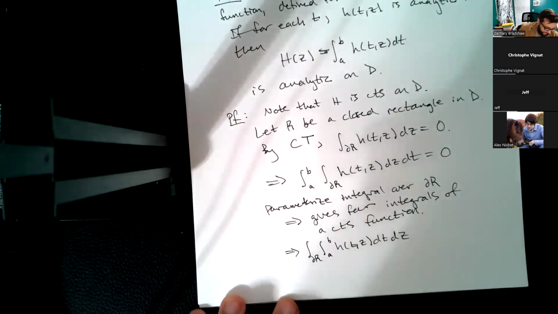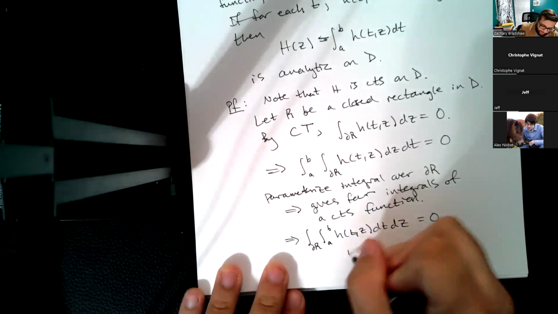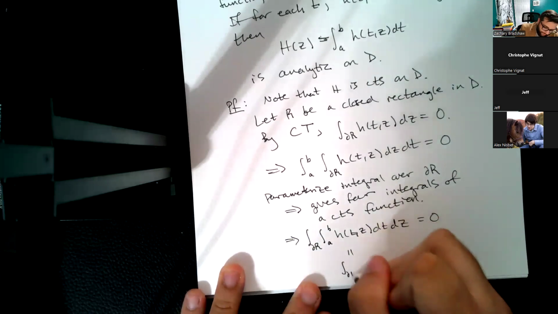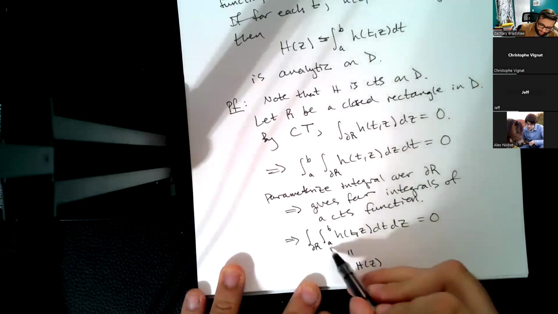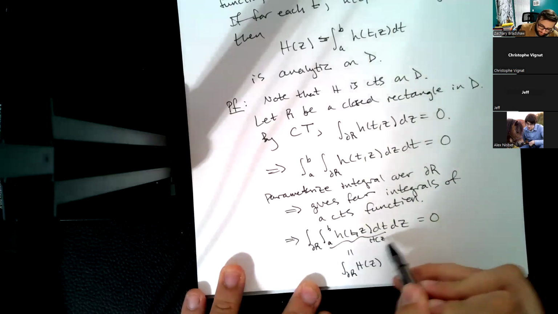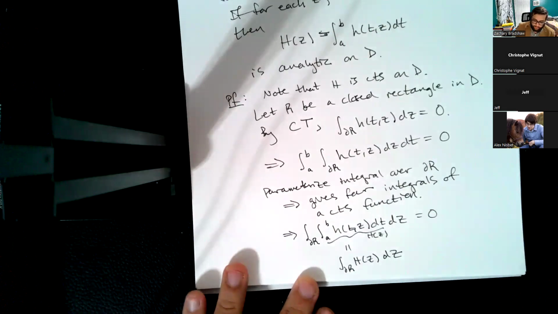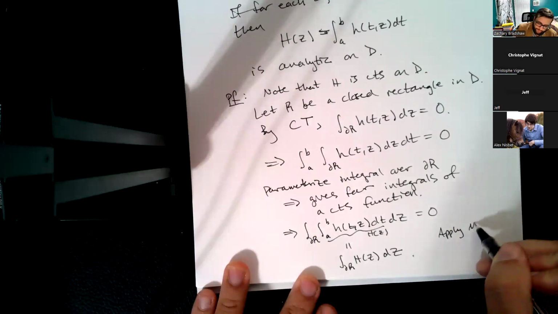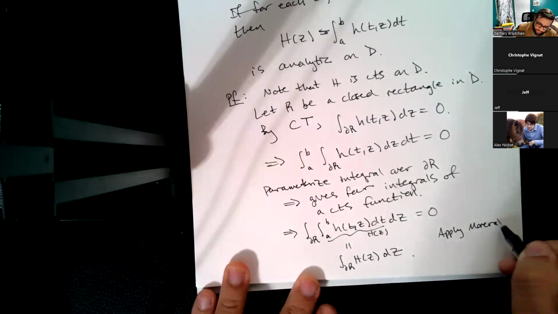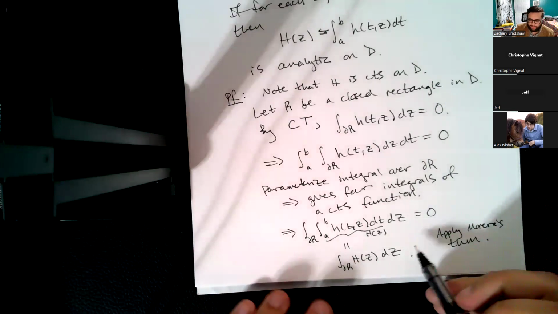And this gives us that this guy, well, this is equal to 0, but it's also equal to the integral over the boundary of the rectangle of capital H of z, because that's what this guy is. And then from here, we just apply Morera's theorem. And that gives us that this guy is analytic.